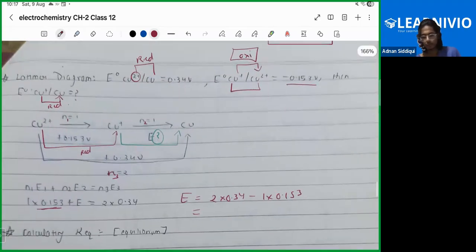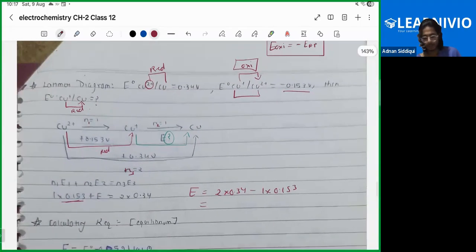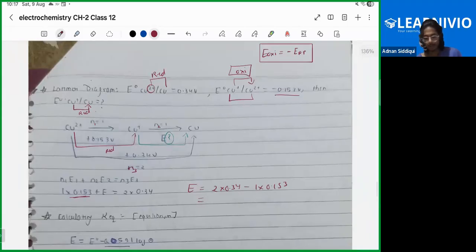See it for a few minutes, then we will move on. Calculating K equilibrium is the last topic. Then we have covered the half portion of our chapter, and we might be able to end it today itself.